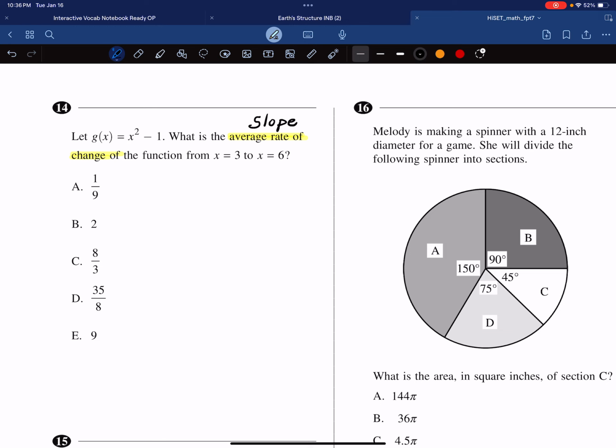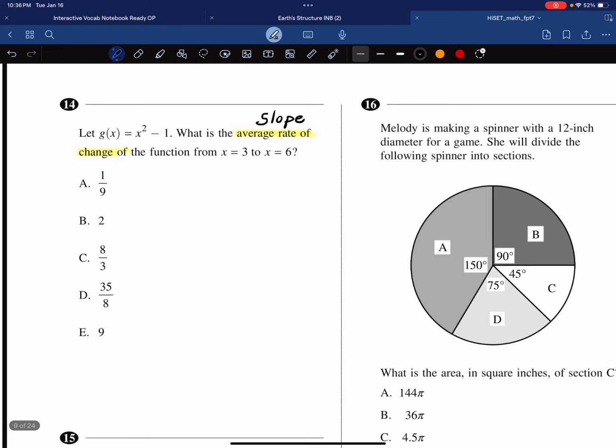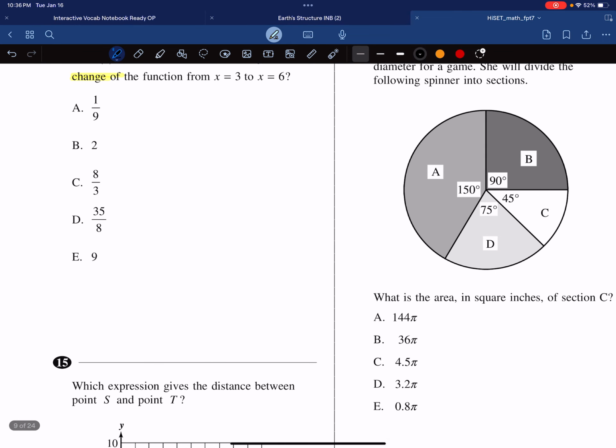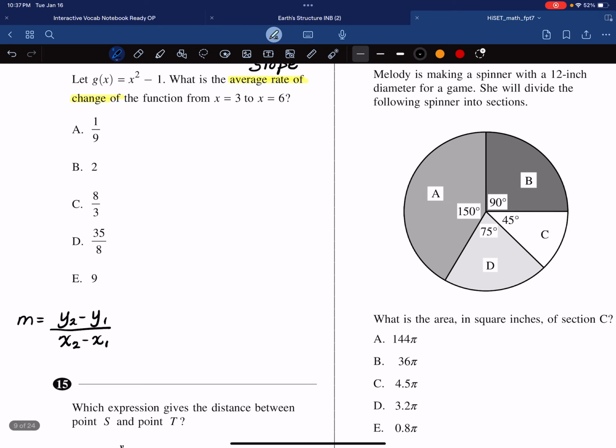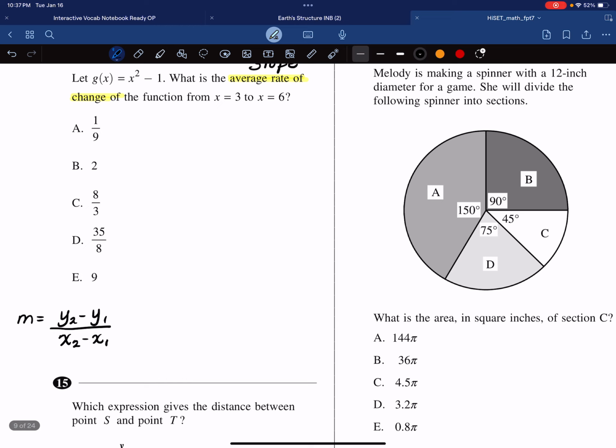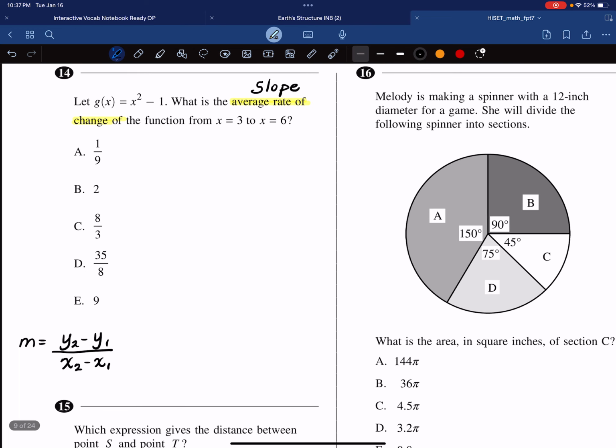We'll use it in just a minute. But the first thing we have to realize is that slope, let me go ahead and write it for you. Slope is y sub 2 minus y sub 1 over x sub 2 minus x sub 1. So we have the two x's. We have x is 3 and x is 6, but we don't have the y's to go with them. So we're going to have to find those.